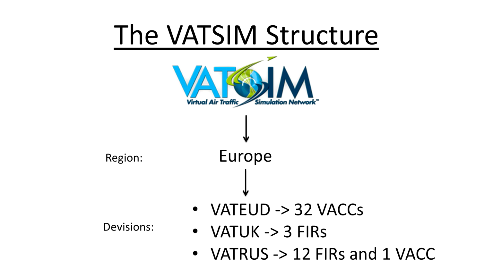It has 3 FIRs standing for Flight Information Region. The same is with VAT Russia. It has 12 FIRs and 1 VAC for Ukraine VAC. Now those VACs and FIRs are local networks and communities that take care and are responsible for the air traffic control service in that country.